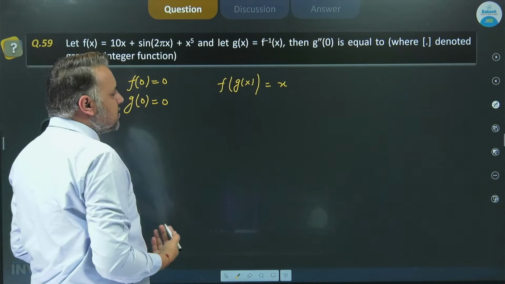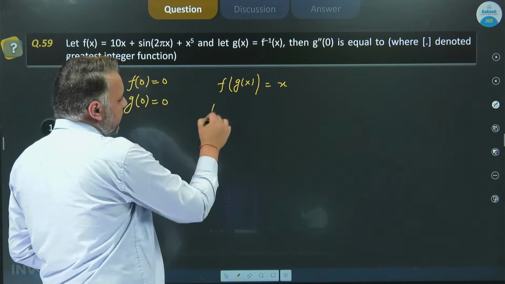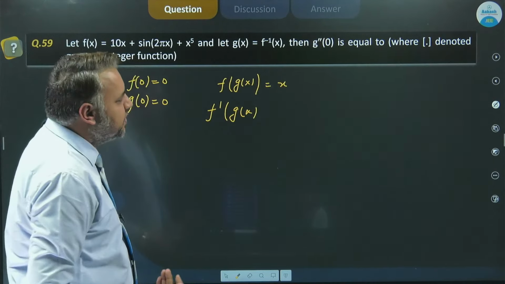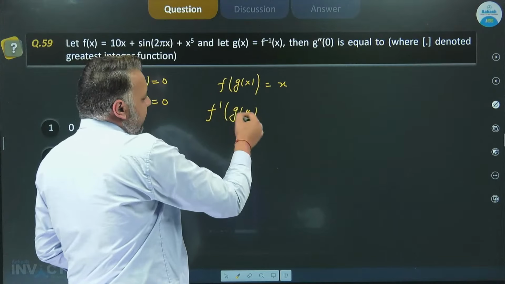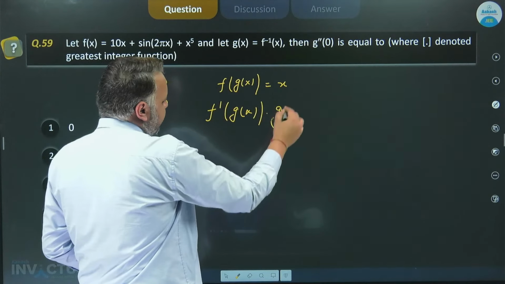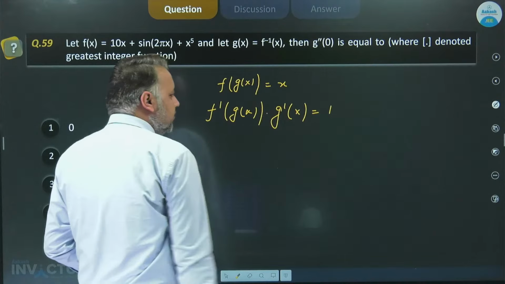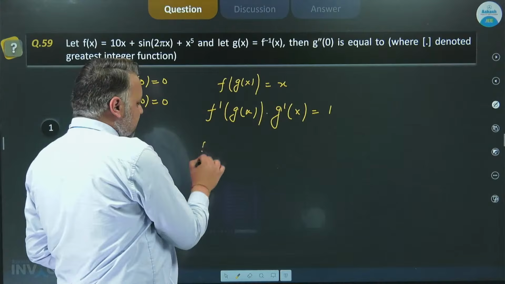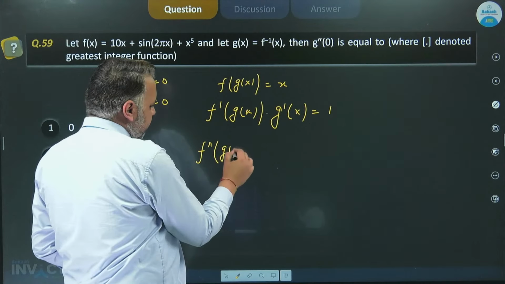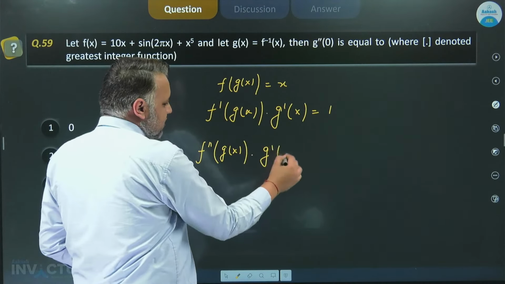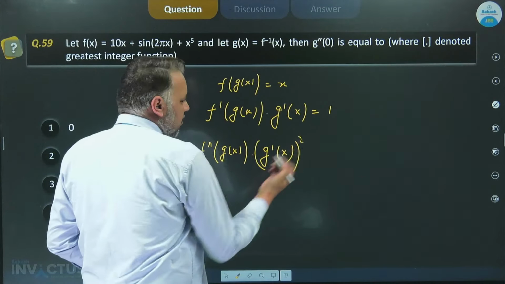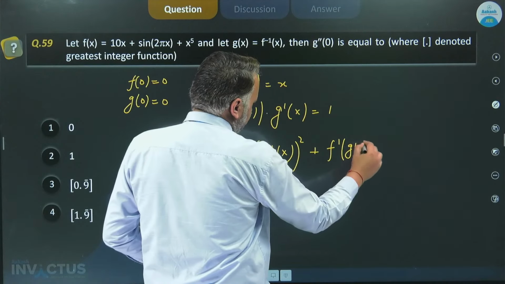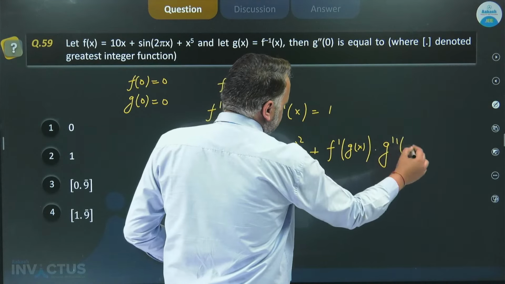Now differentiating this equation 2 times, just to find the relation or expression for g double dash x. So f dash g(x) into g dash x is 1, applying the chain rule. Now again differentiating, this will be f double dash g(x) into g dash x whole square, plus f dash of g(x) into g double dash x.